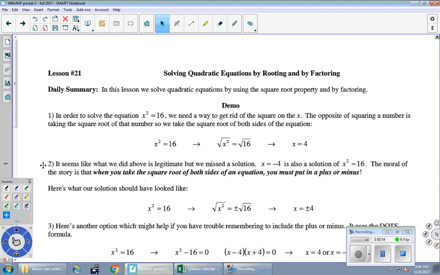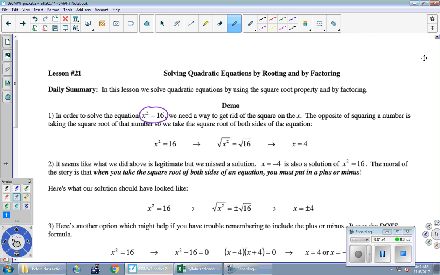Okay, so here we are at the top of page 169. In this lesson, we solve quadratic equations by using the square root property and by factoring. So here is the first equation we're going to solve: x squared equals 16. In order to solve that equation, we need to get x by itself, which means we're looking to do the opposite of squaring a number. What's the opposite of squaring something?